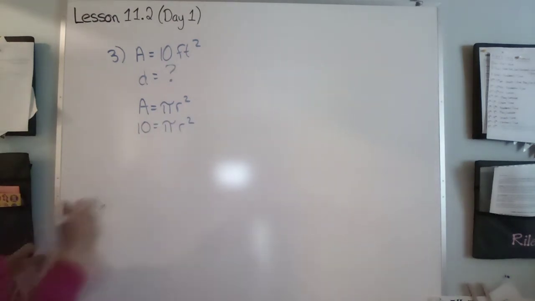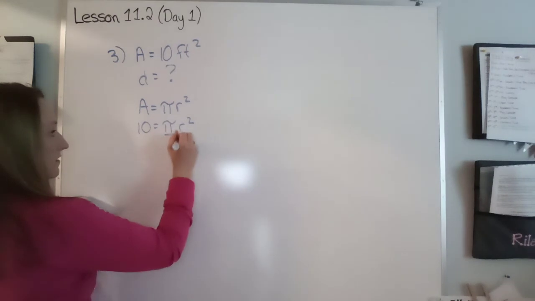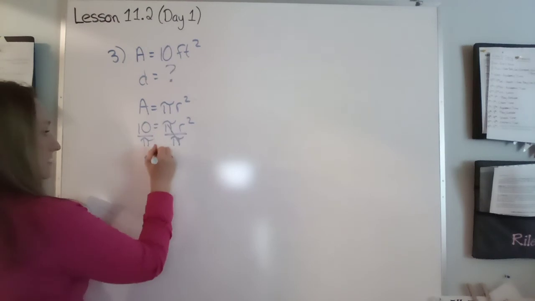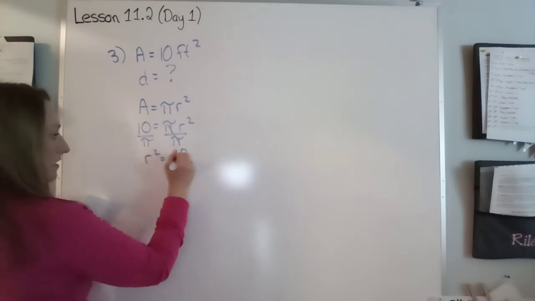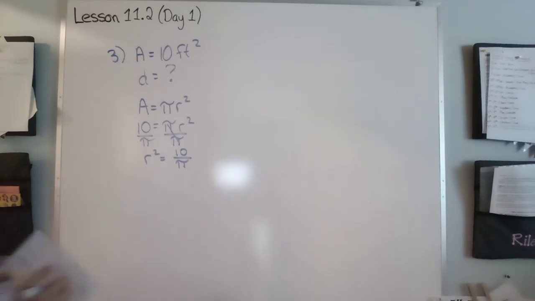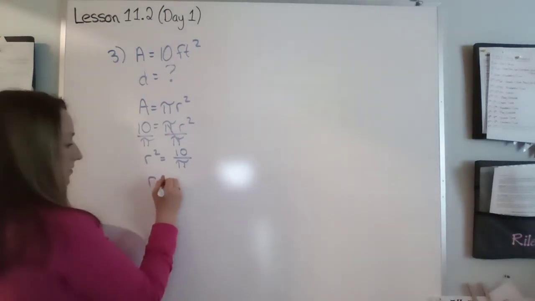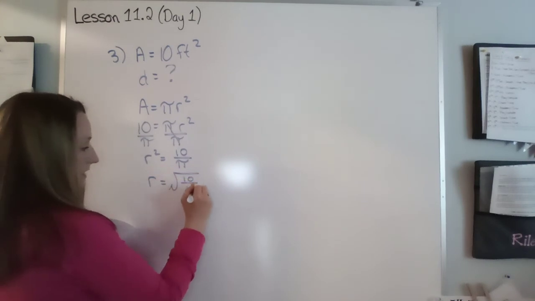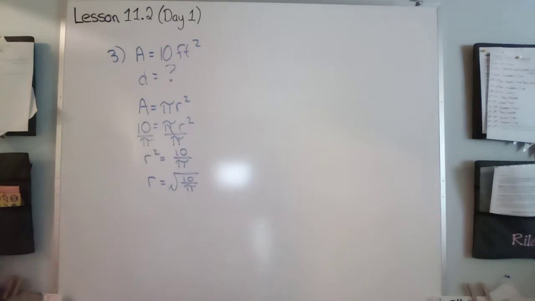I'm going to divide both sides by pi. So I have that the radius squared is equal to 10 over pi. And then to get just r, I'm going to take the square root of both sides. So r is equal to the square root of 10 over pi. Now, technically, it's actually plus minus, but we don't need the negative answer since the radius can't be negative. You can't have a length that's negative. So we ignore the negative and just take the positive.